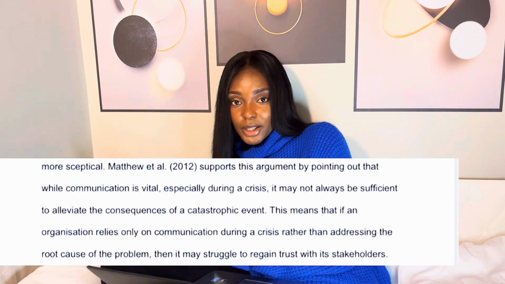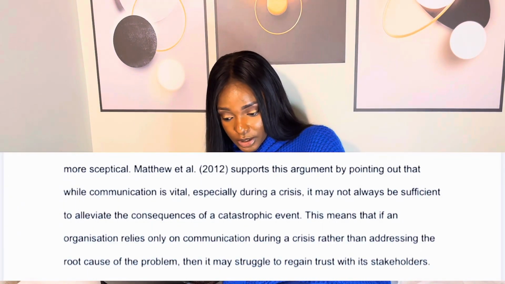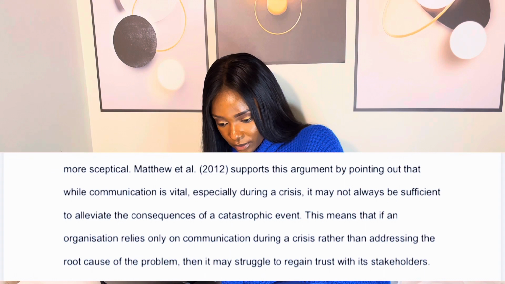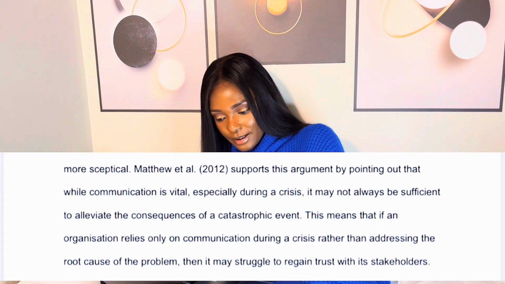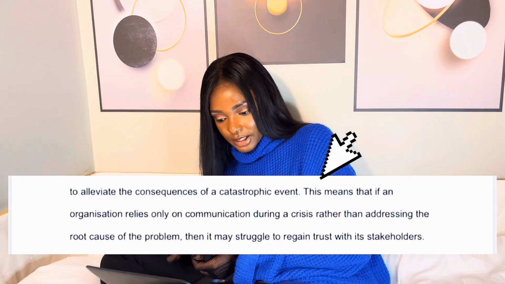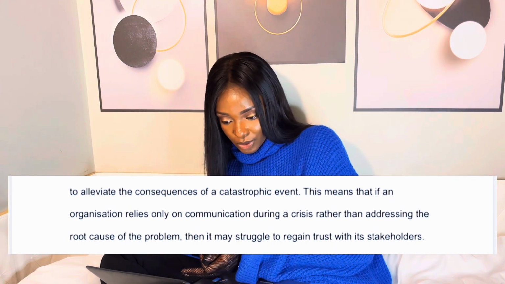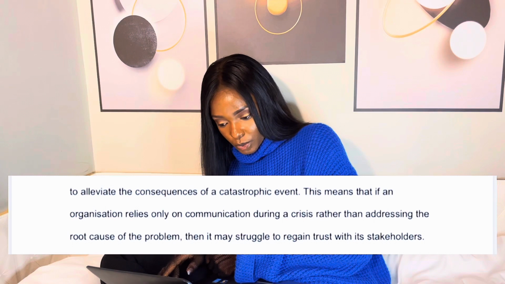Now I'm adding what another academic source said that supports my argument. So I'm saying Matthew et al., 2012. Matthew et al. means there are more than 2 or 3 authors saying this. Matthew et al. 2012 supports this argument by pointing out that while communication is vital, especially during a crisis, it may not always be sufficient to alleviate the consequences of a catastrophic event. That's my second argument. Now I'm going to explain this argument further. So this means that if an organization relies only on communication during a crisis rather than addressing the root cause of the problem, then it may struggle to regain trust with its stakeholders. That's my explanation of that critical analysis.